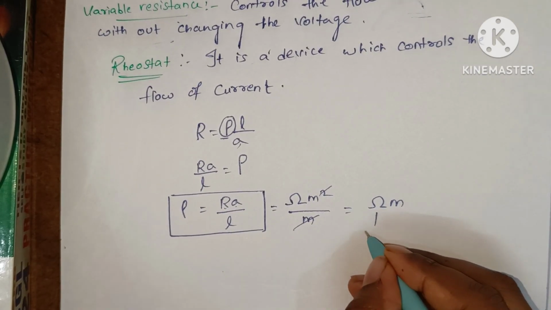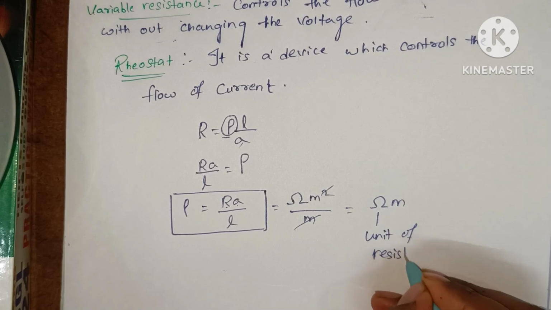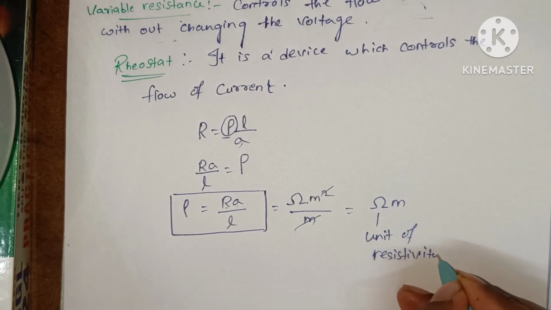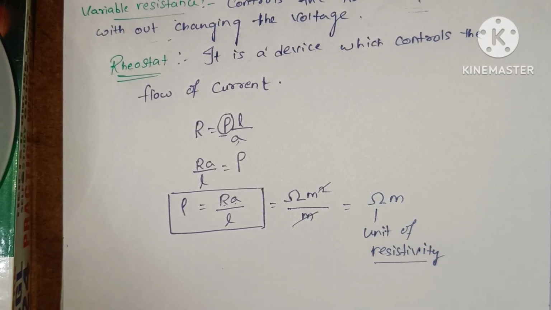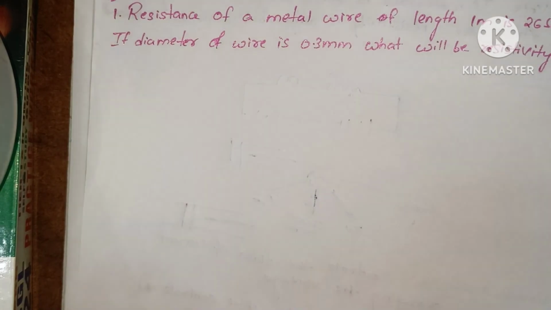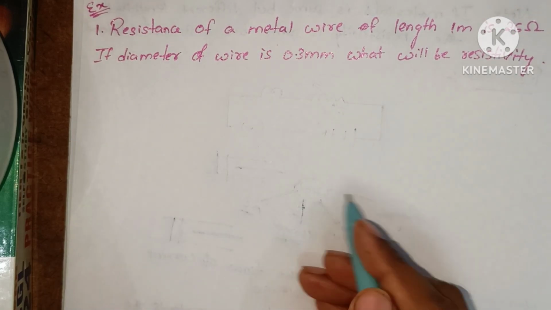Ohm meter is the unit of resistivity. Resistance unit what? Ohms. Ohm meter is what unit? Resistivity. Understood? So next, let us do some problems regarding resistivity.